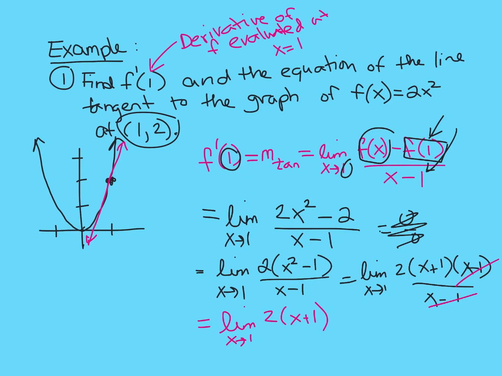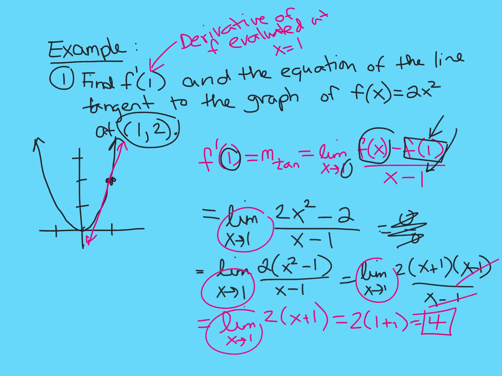You'll notice I wrote my limit as x approaches 1 throughout the entire thing. Please make sure that you do that until the very end when you evaluate. Now I can stop writing my limit because I'm going to substitute that 1 in. So I end up getting 2 times 1 plus 1, which gives me f prime of 1 equals 4. So that gives me two things. That first gives me the slope of the tangent line, and it also gives me the derivative evaluated at 1.